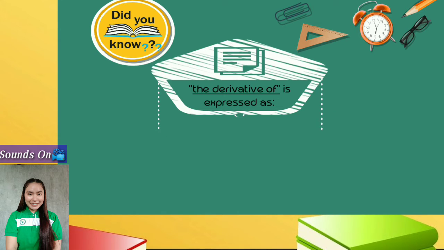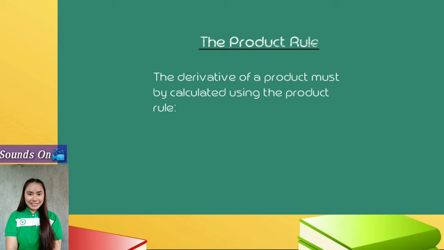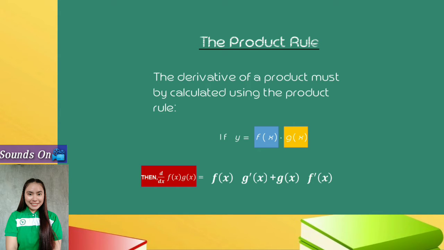But before that, let's familiarize ourselves with the terms we will be using. The derivative of is written as d over dx and expressed with this symbol, which is read as prime of, and also means the derivative of. Okay, the product rule says that if y is equal to f of x times g of x, then the derivative of f of x g of x is equal to f of x times g prime of x plus g of x times f prime of x.